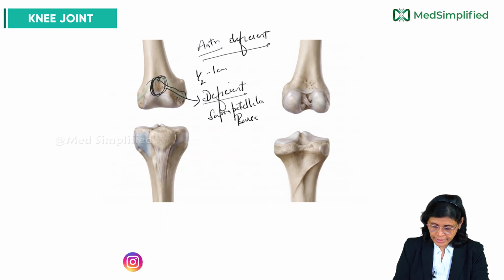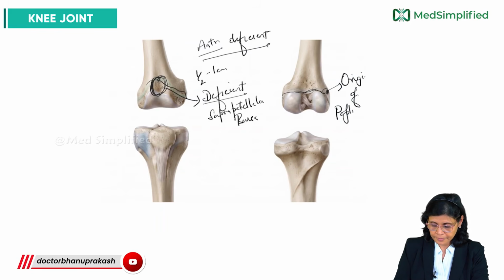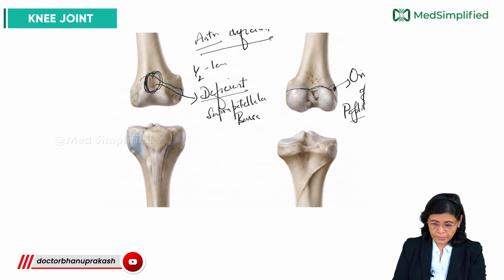Then posteriorly here it is attached to the intercondylar line, and laterally it will be enclosing the origin of popliteus. So this is important. It encloses the origin of popliteus laterally. So that is in the upper part.